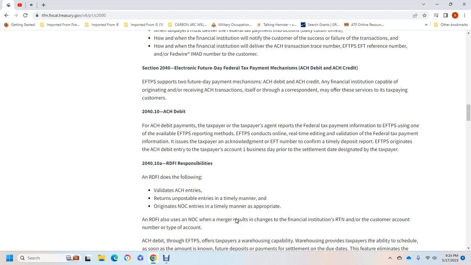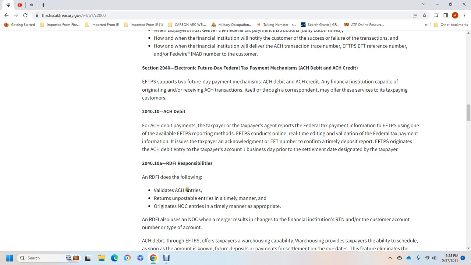Alright, the automatic clearinghouse debit payment with the taxpayers. The taxpayer or agent reports the federal tax payment information. Electronic federal tax paying system uses one available electronic federal tax paying system report method. Electronic federal tax paying system conducts online real-time editing and validation of the federal tax payment information. It issues the taxpayer an acknowledgement of electronic fund transfer number to comply with timely deposit reports. Electronic federal tax paying system originates the automatic clearinghouse debit entry to the taxpayer's account 1 business day after the settlement date designated by the taxpayer.